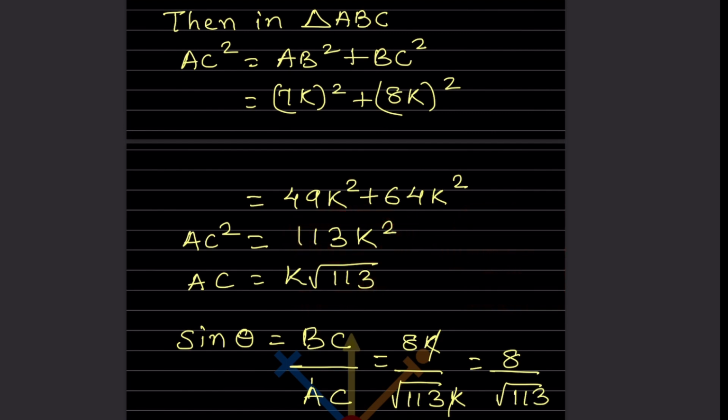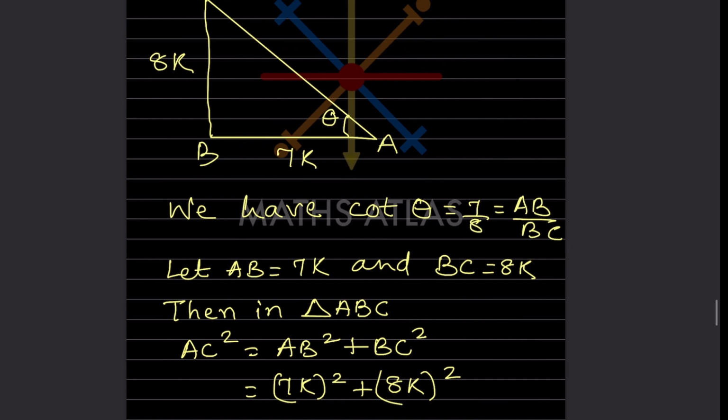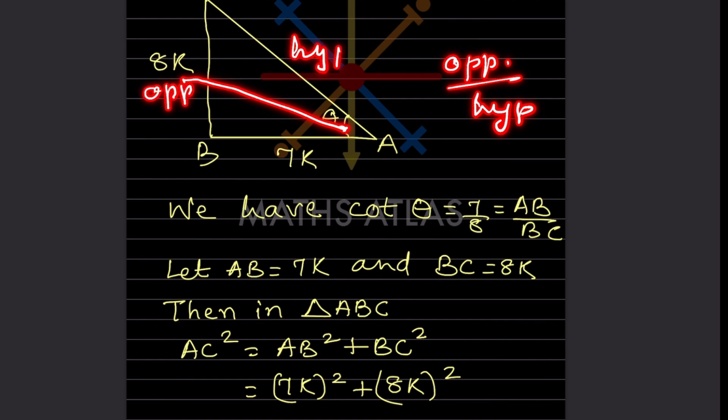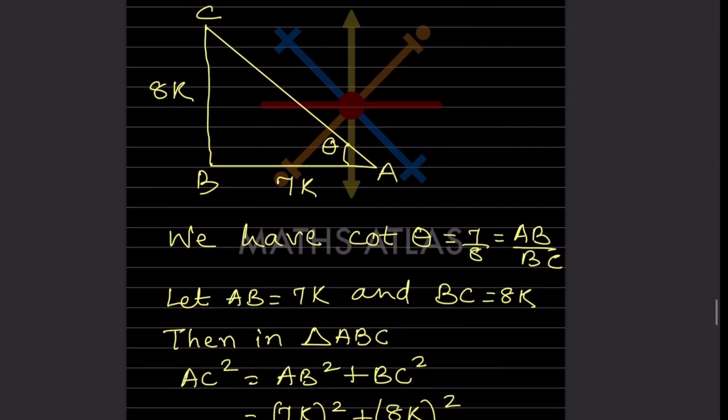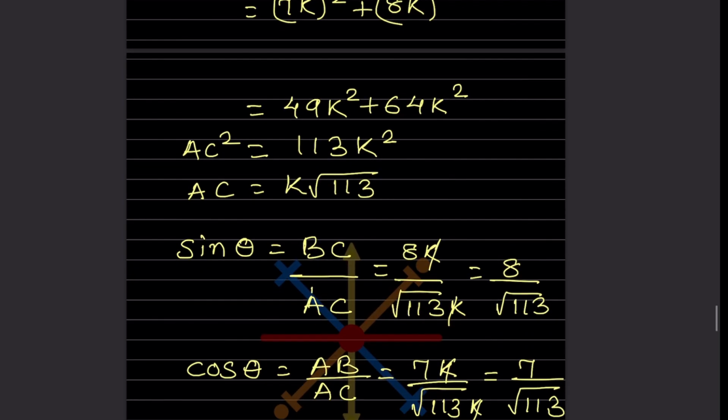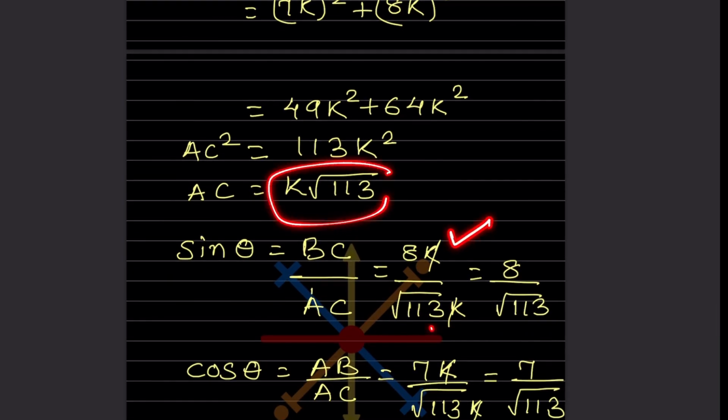So now we will look for sine theta. What is sine theta? As I told you, sine theta means opposite by hypotenuse. What is opposite there? We have to look at the theta. So this is opposite and this is the hypotenuse. We got the hypotenuse, AC, as this one. So opposite is here 8k divided by this one. Either you write k into this one or root of 113 into k, both are the same. I wrote it here because it becomes easy to cut. So now see, this k and this k get cut.